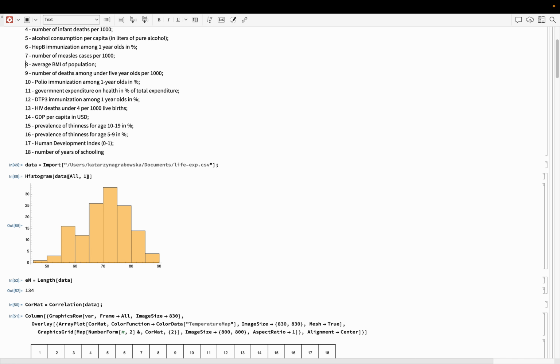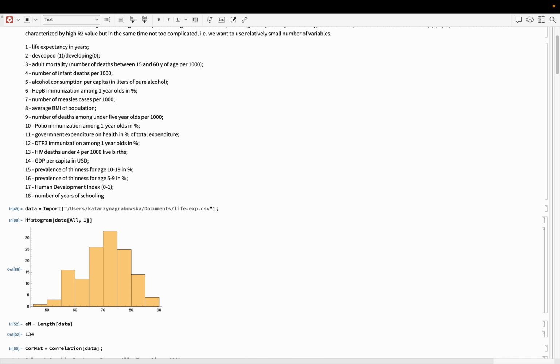So as you can see, there are very different variables, some related to immunization, some related to economic questions, some related to, say, lifestyle, like BMI or alcohol consumption. And our goal is to choose among those 17 variables the smaller subset that is good enough to predict life expectancy.